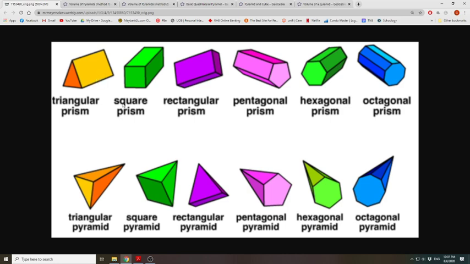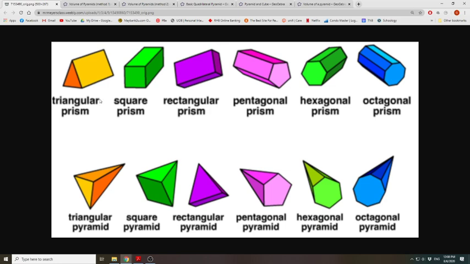Now, if you can see, prisms basically have a particular shape. Like in this case, it is a triangular prism, so there's a triangle and then it extends out. Here is a square and then it extends out. Rectangular, and then it extends out. Pentagon, hexagon, octagon, and extend.